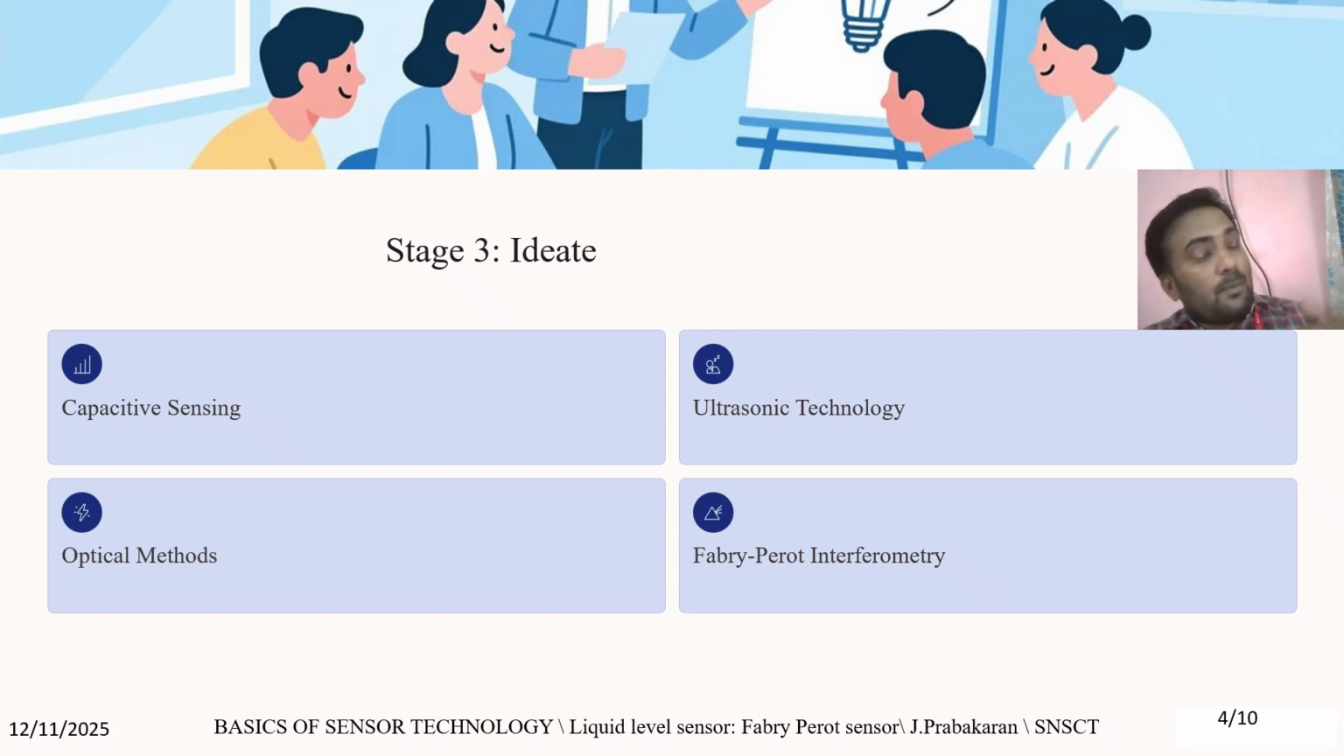First, capacitive sensing, which measures dielectric changes but is susceptible to material buildup. Second is ultrasonic technology, which is non-contact but affected by foam. Third is optical methods, which offer high precision but are traditionally complex and expensive. Finally, Fabry-Perot emerges as a strong candidate, providing exceptional sensitivity and immunity to electromagnetic interference.